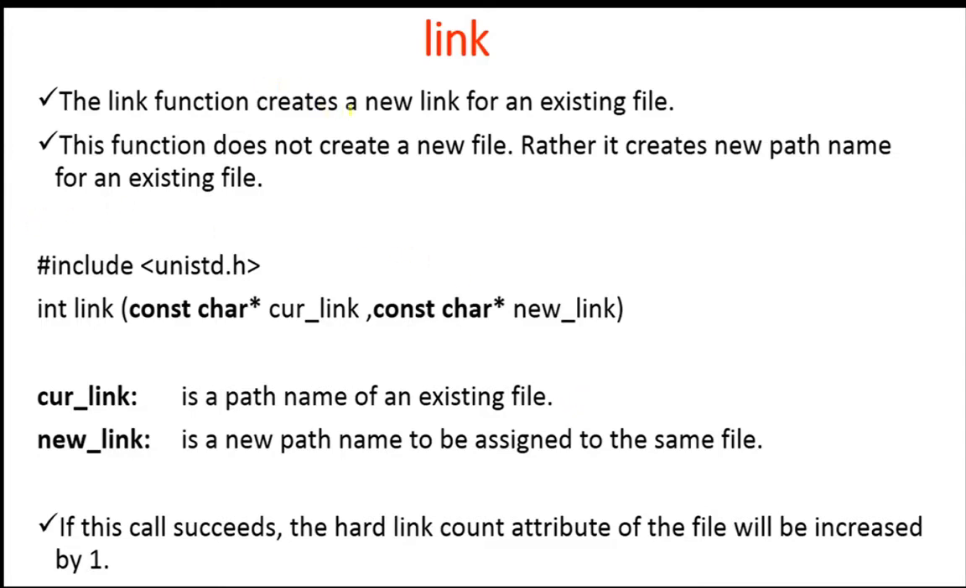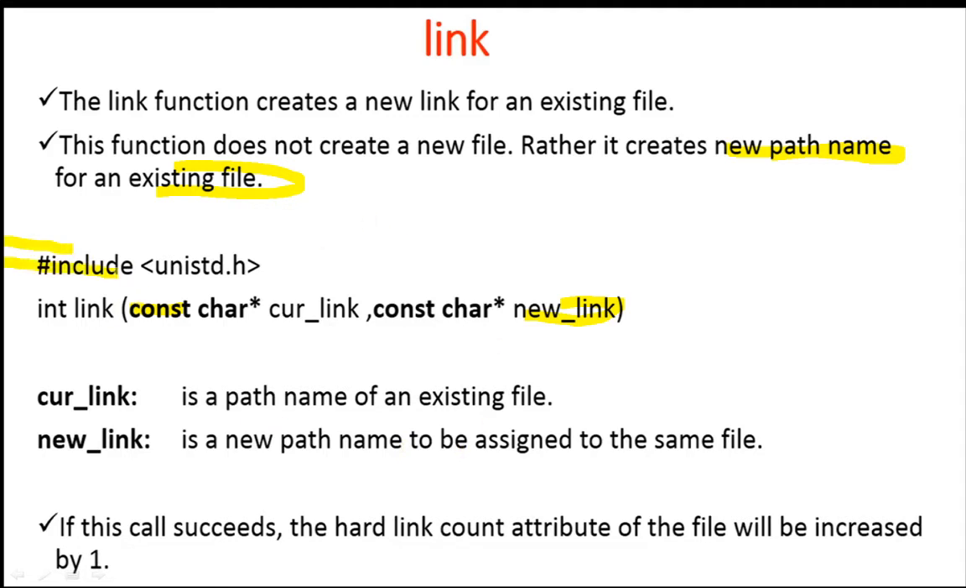The link function is going to create a new link for an existing file. This function does not create a new file, rather it creates a new path name for the existing file. So here the syntax will be int link(const char *current_link, const char *new_link). Current link is the path name of the existing file, where the new link is the new path name to be assigned to the same file.